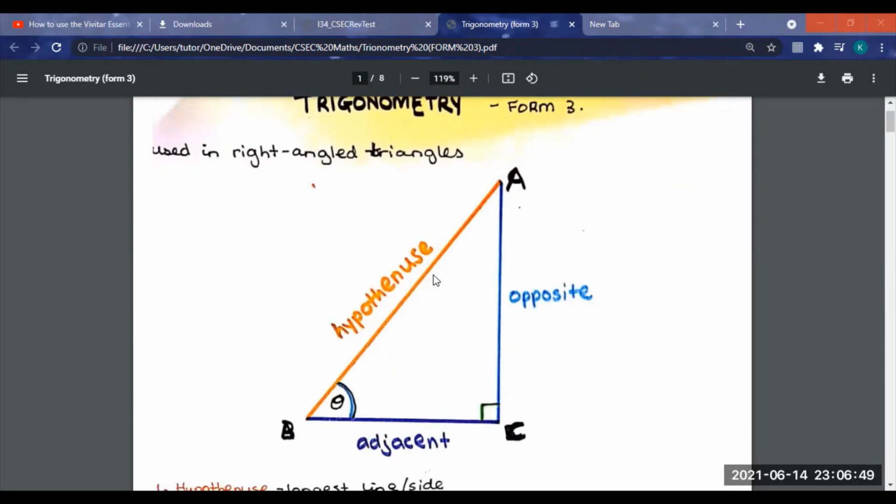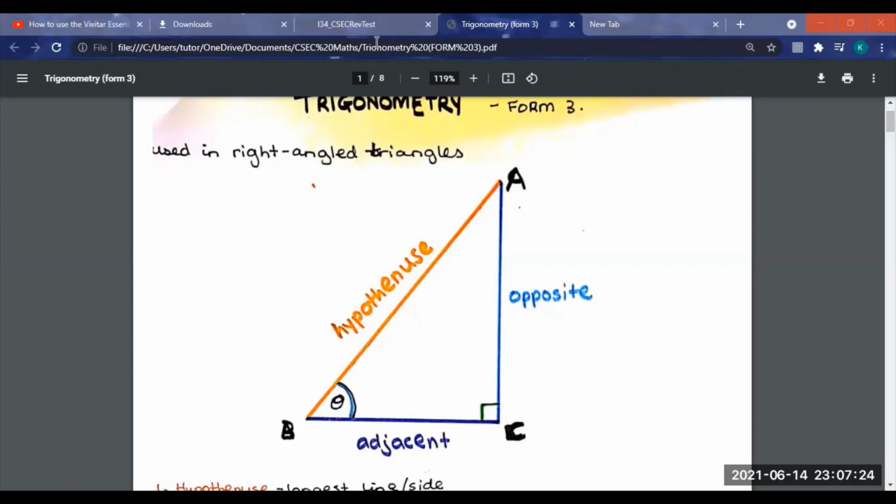The hypotenuse is always the longest line, and not just the longest line, because there are some funny looking triangles where you simply don't know which one is the longest side. But the side that is opposite to the right angle is always the hypotenuse. Usually they would mark off another angle. Most times they use theta, which is a Greek letter, as a variable to mark off the angle between these two lines. This triangle here is labeled triangle ABC.